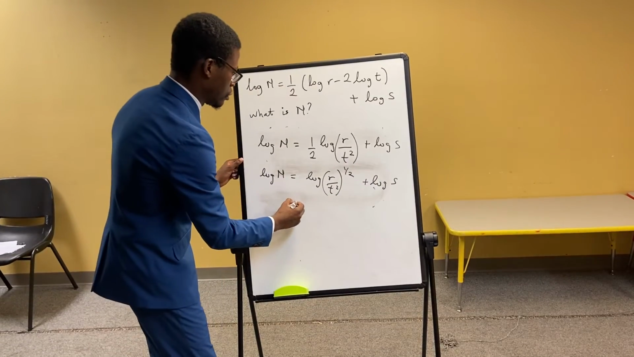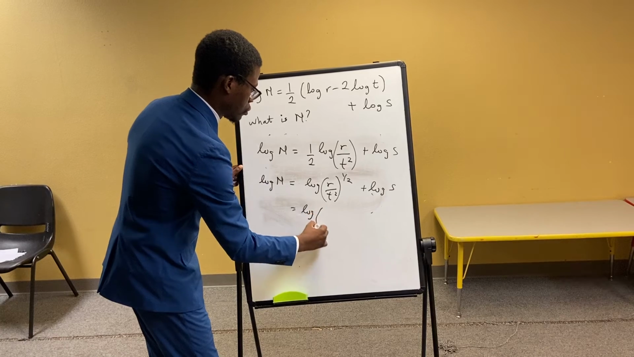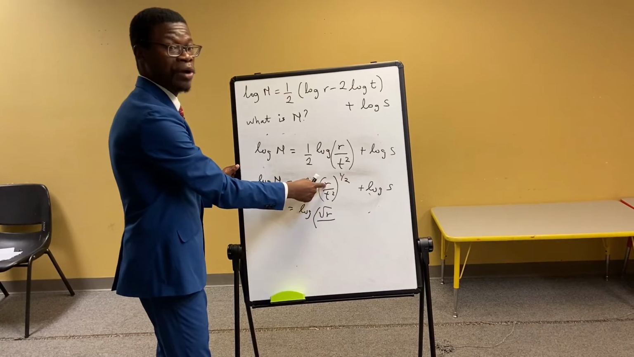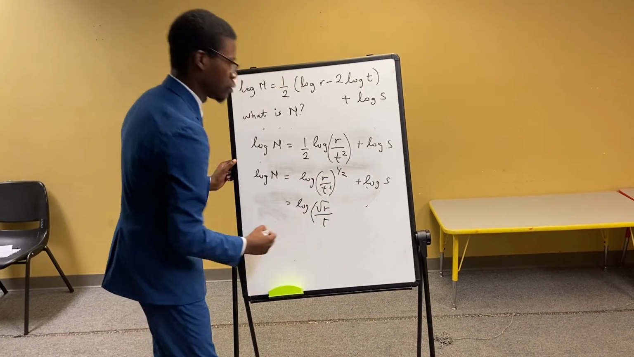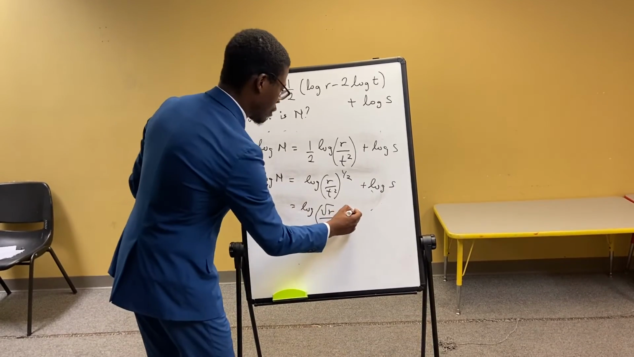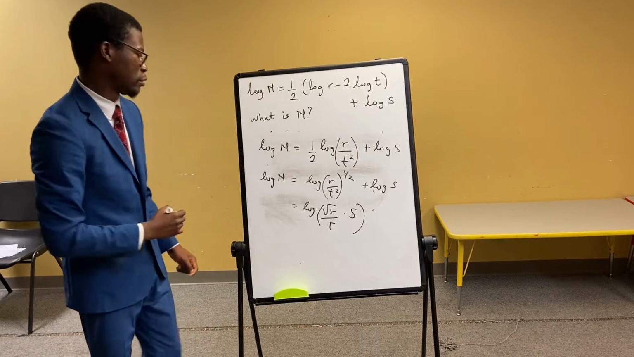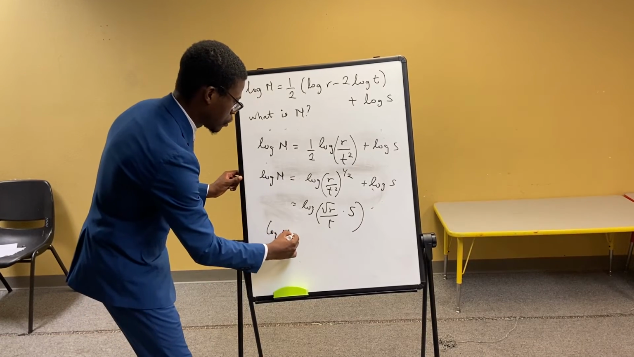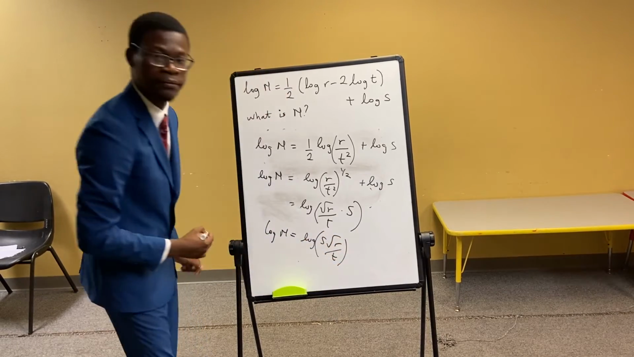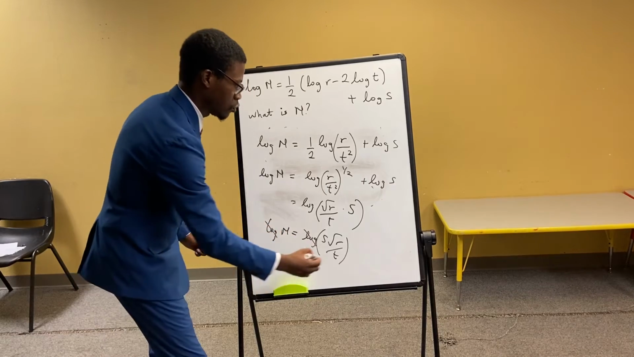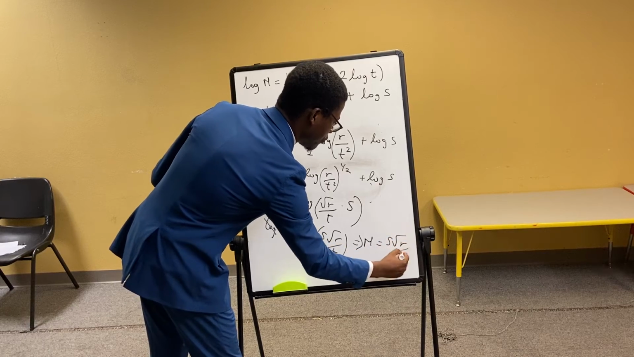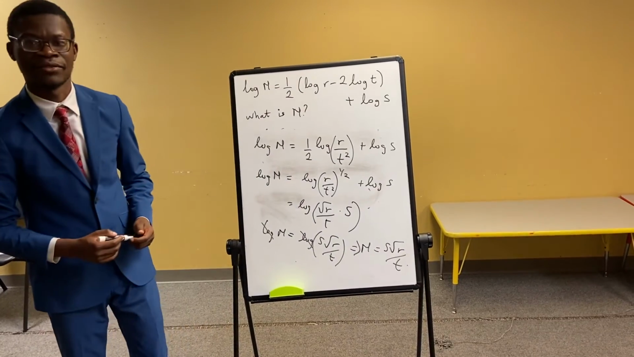So this is the same as log of the square root of r, over the square root of t squared, because that's what half represents. Square root of t squared is just t. Then plus log s, addition is multiplication, multiplied by s rather. All right? So log n equals log of s root r divided by t. Then the logs can cancel out, so you have that n equals s root r divided by t. And that's the answer to the question.